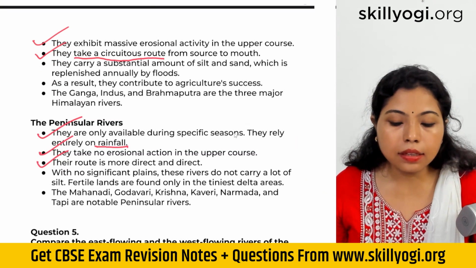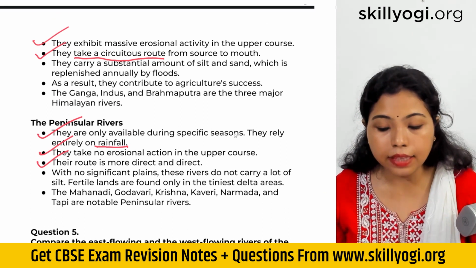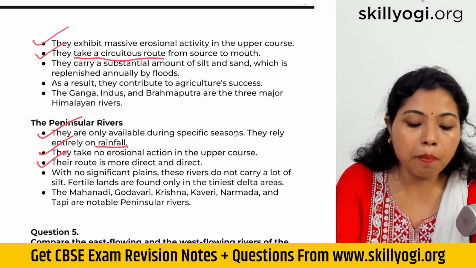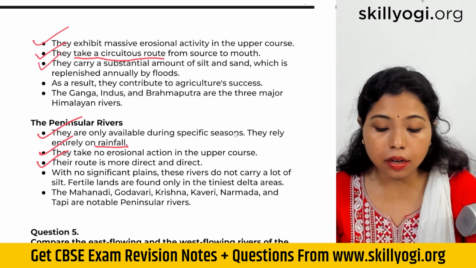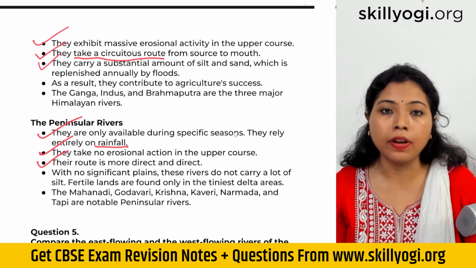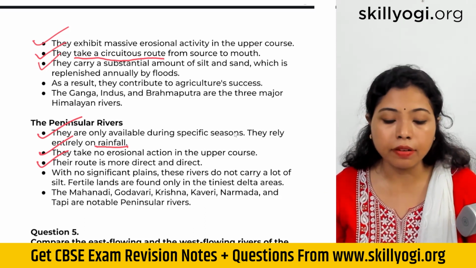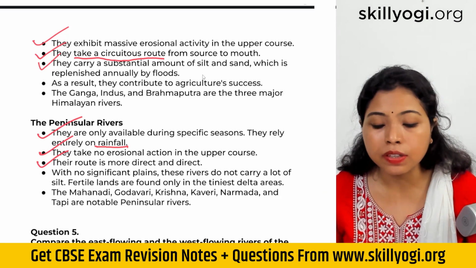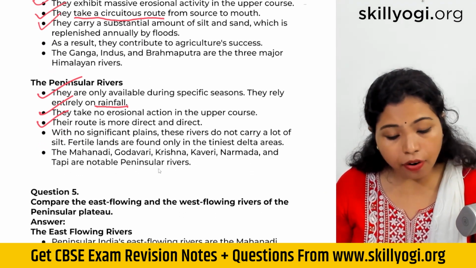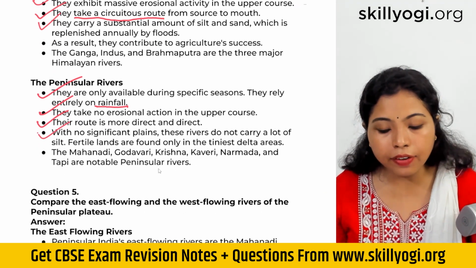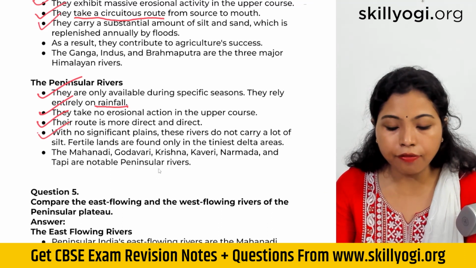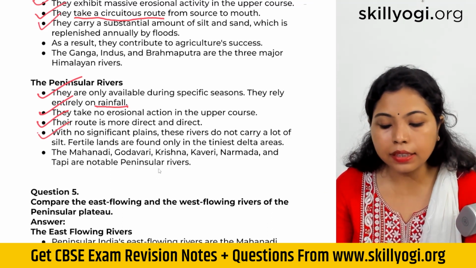They carry a substantial amount of silt and sand, which is replenished annually by floods. So the Himalayan rivers carry much more silt and sand than the amount carried by any Peninsular river. It is a larger amount in Himalayan rivers. But for Peninsular rivers with no significant plains, these rivers do not carry a lot of silt. Fertile lands are found only in the tiniest delta areas.